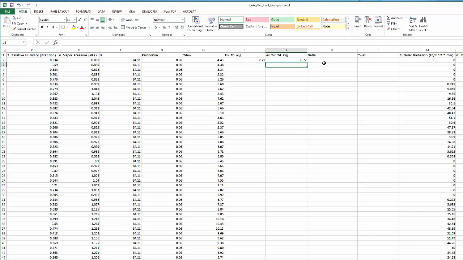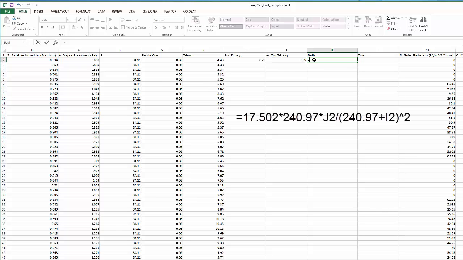Okay, there we go. And now we're ready to calculate the slope of the saturation vapor pressure curve. And that's going to use this average condition, so it's going to use both I2 and J2 in this example. That formula is also in the textbook and is a variant of Teton's equation.